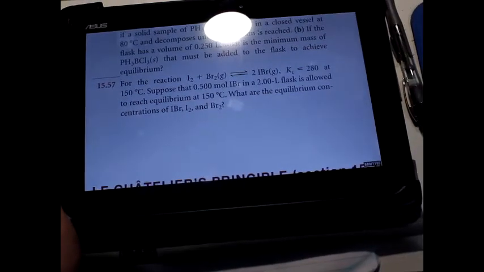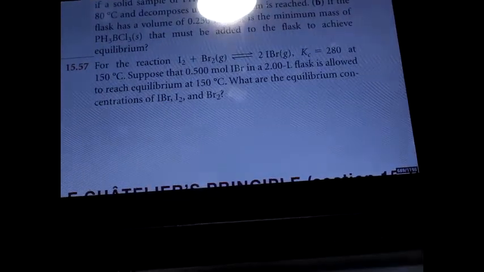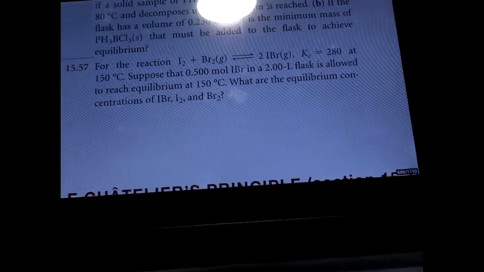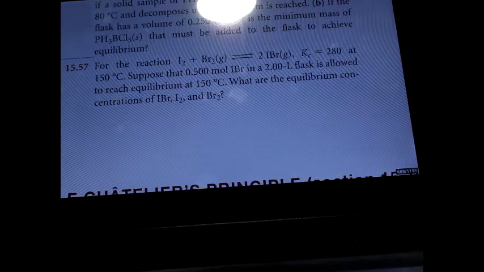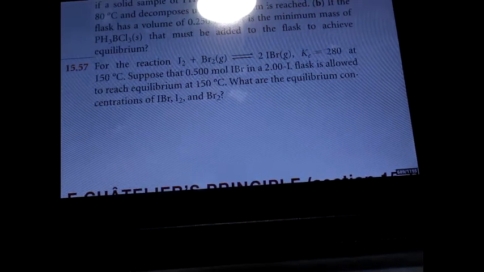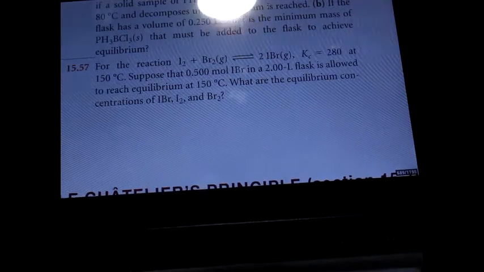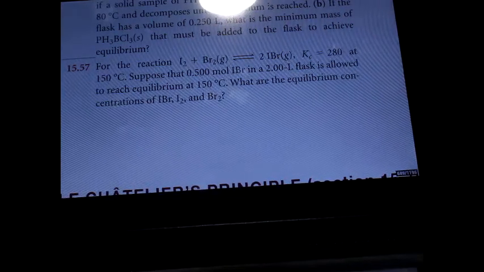So for the chemical reaction, Kc equals 280 at 150 degrees Celsius. Suppose that 0.500 moles of IBr in a 2.00 liter flask is allowed to reach equilibrium at 150 degrees Celsius. What are the equilibrium concentrations of IBr, I2, and Br2?